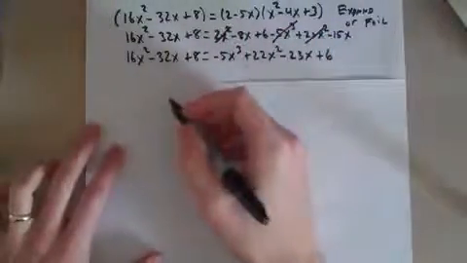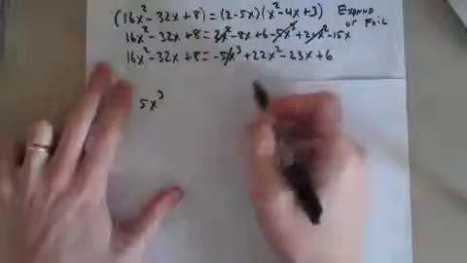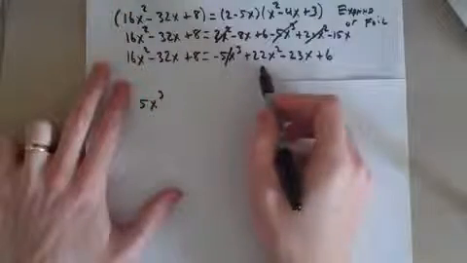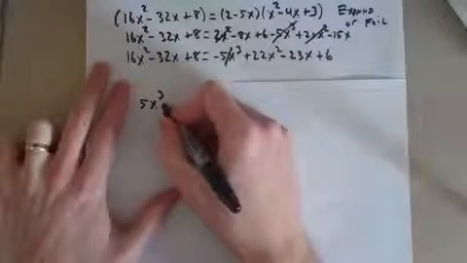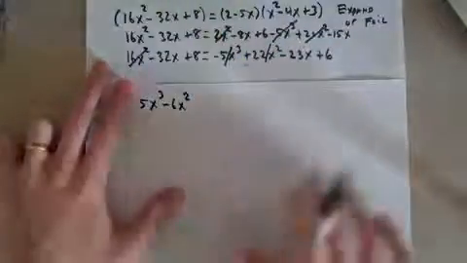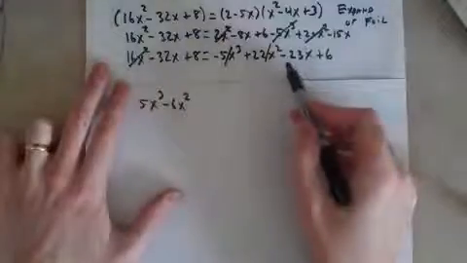So here we go. We're going to write our new equation. So the 5x squared is gone. 16 minus 22x squared, that's going to give you minus 6x squared. Now let's look at the x's. So minus 32 plus 23.